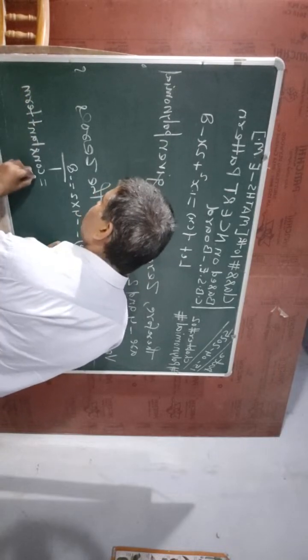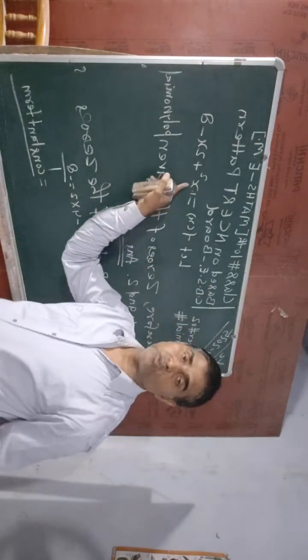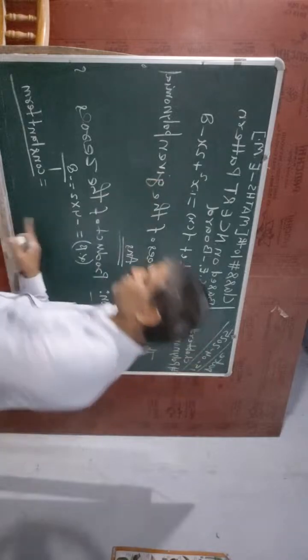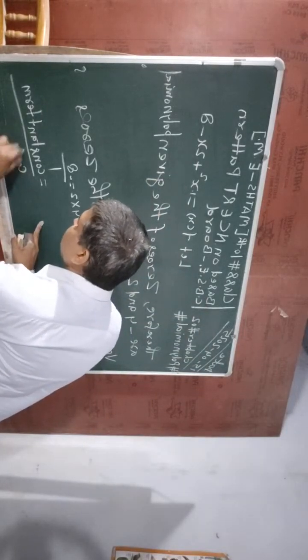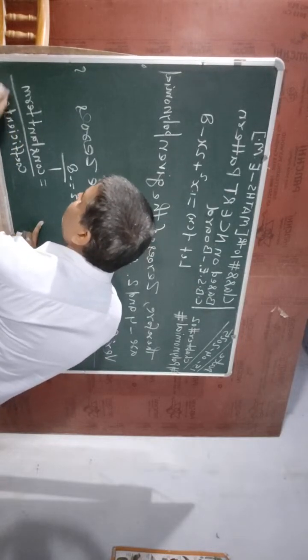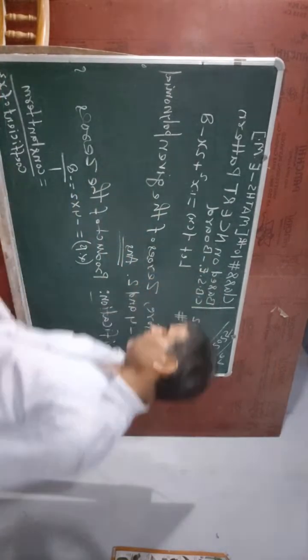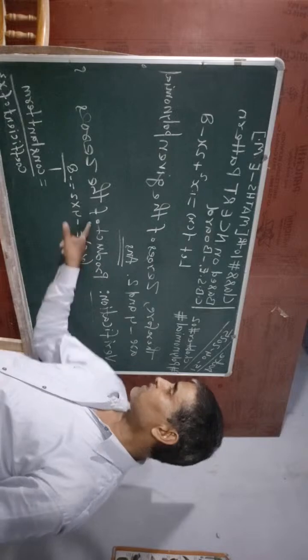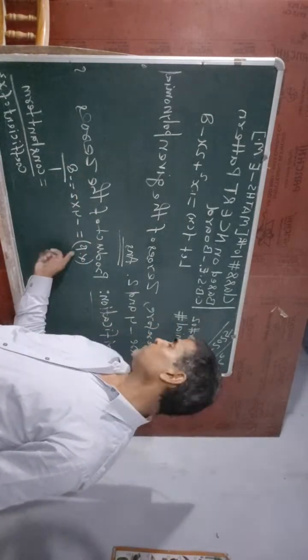This is the constant term divided by 1, which is the coefficient of x square. So here I will write coefficient of x square. Here I am writing coefficient of x square. It means that the product of the zeros, that is one zero's value is alpha and other is beta.